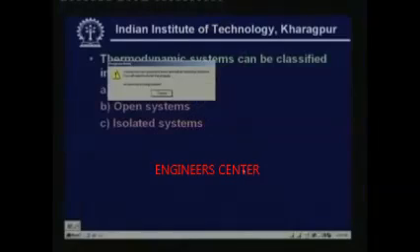Energy can enter or leave by way of heat. So, it becomes a closed system. Now, if you keep the doors and windows open so that energy can enter and air can also enter and leave, then it becomes an open system. This is a simple example of closed, open and isolated systems.